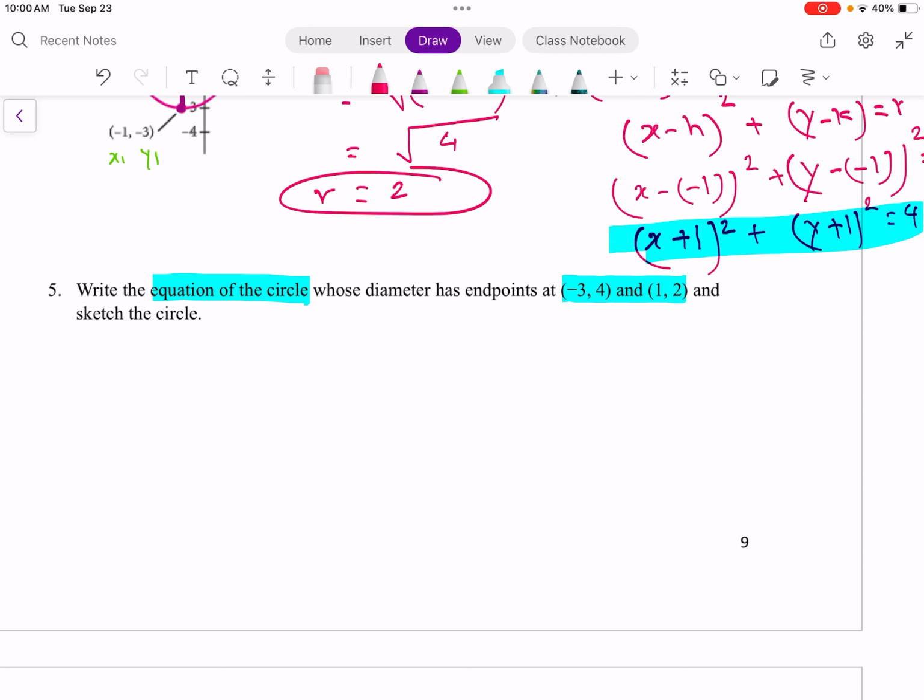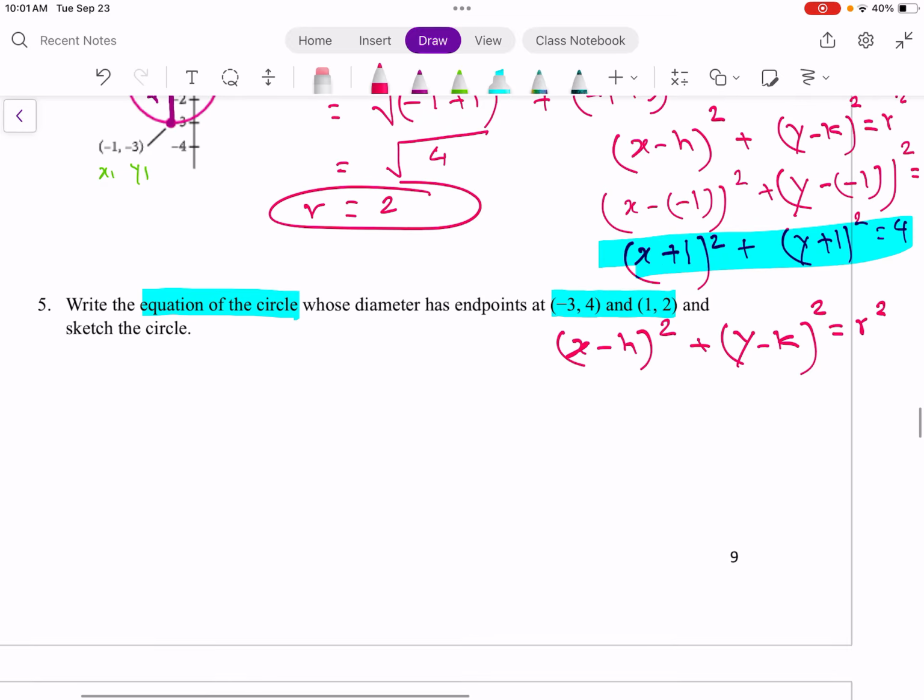Now finding the equation of a circle means we have a standard form of the equation of a circle. So every time you are asked to find the equation of a circle, you will be using (x minus h) squared plus (y minus k) squared equals r squared. This is the standard form. In this expression we need to find h, k, and r. So (h, k) is the center of the circle, and r is the radius of the circle.